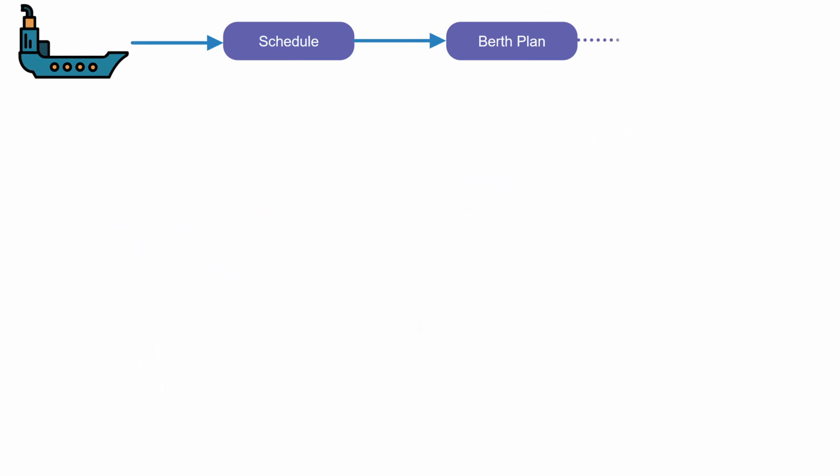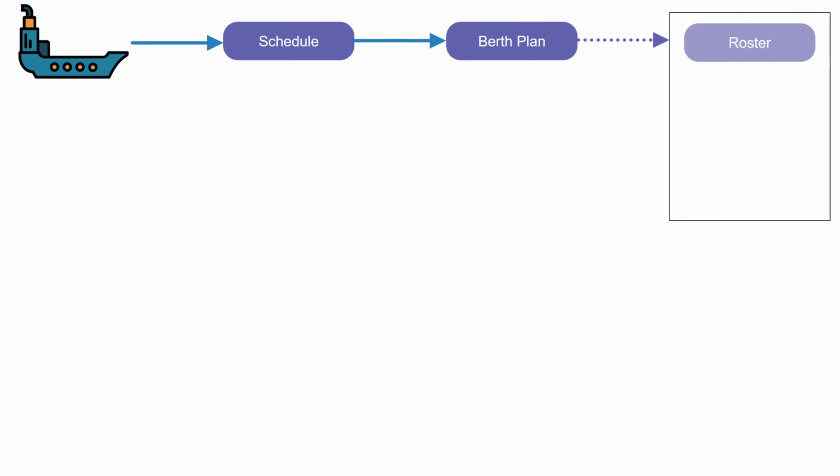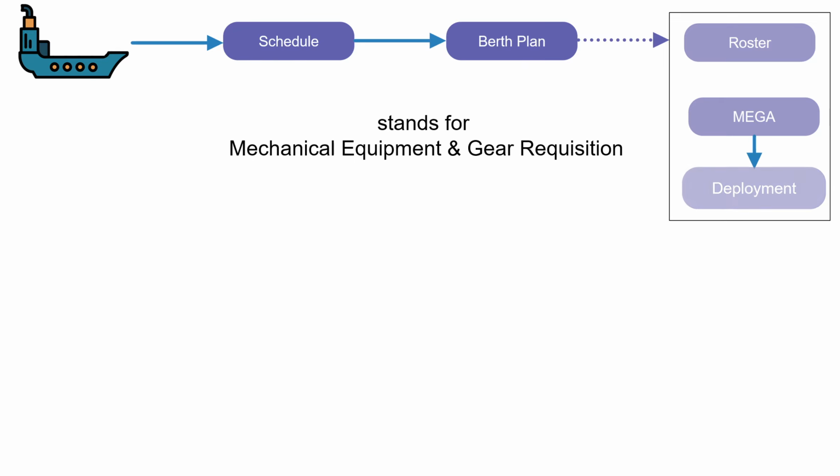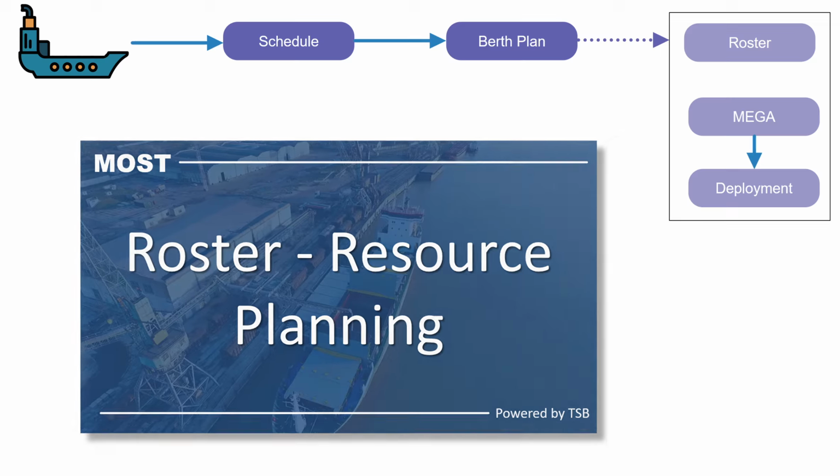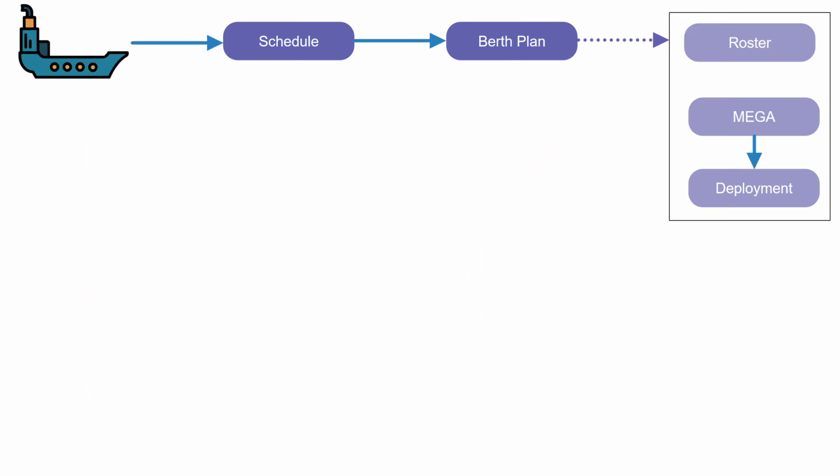Afterwards, you have the option to manage the roster and request MEGA, then assigning staff for equipment. This step is covered in the video roster resource planning. You can do these steps after receiving the vessel schedule or the relevant documents. Since this is an indirect discharge, you'll need to plan how to store the cargo. However, before you can do this, you'll need the bill of lading information.